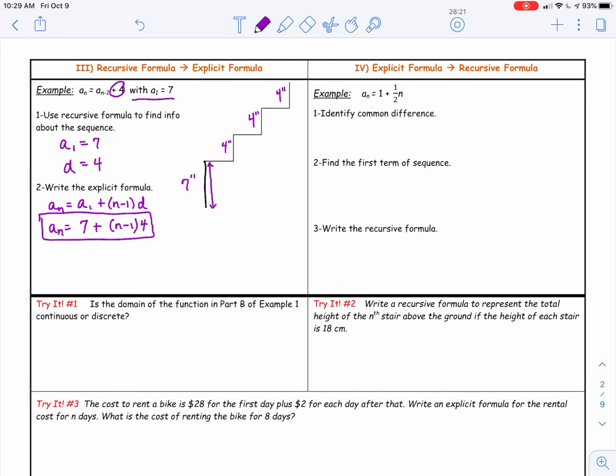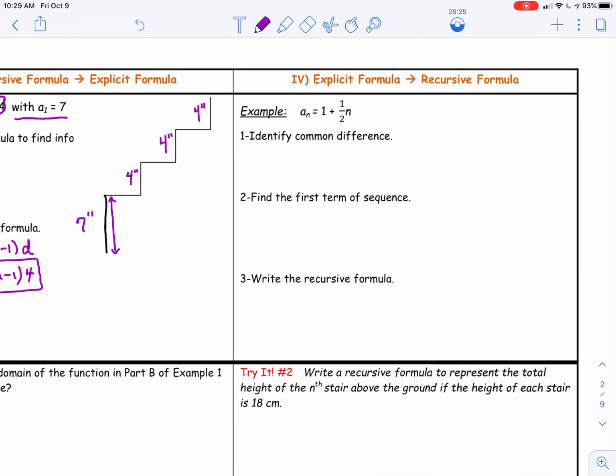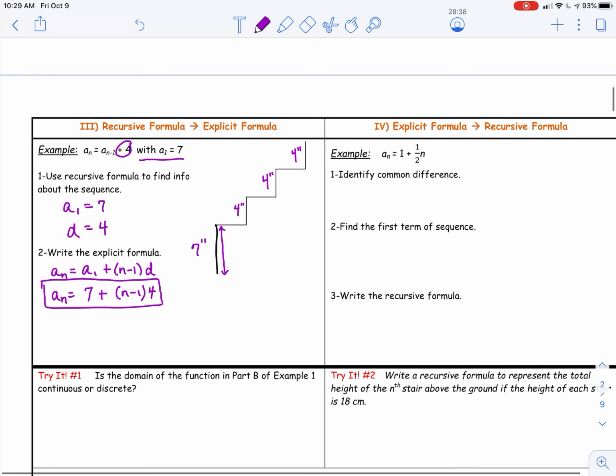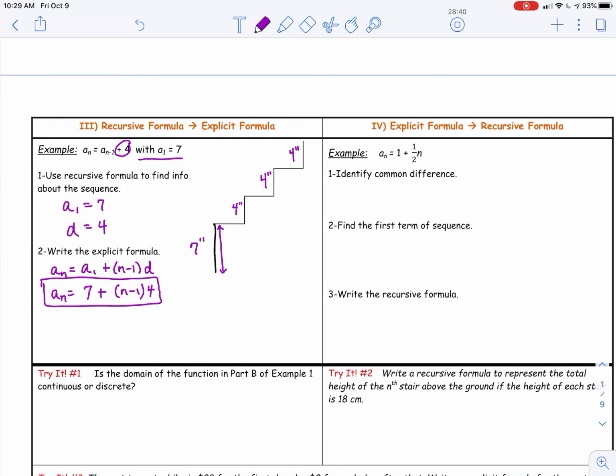So let's bump over to number 4, where we have the explicit formula, and we're going to go to the recursive formula. Now watch with me closely here. The first thing we want to do is identify what the common difference is. It is in that formula. This is written as an explicit formula up here. It might look different to you than what we just wrote. It looks like it has fewer terms, but that is because they're actually giving you the first term in the formula up front.